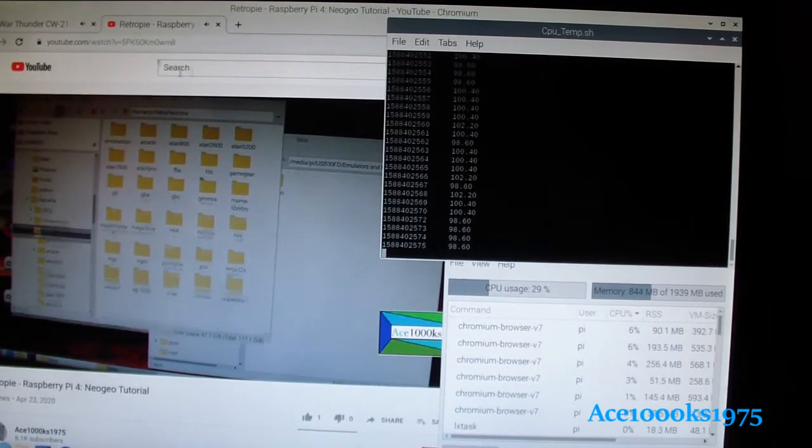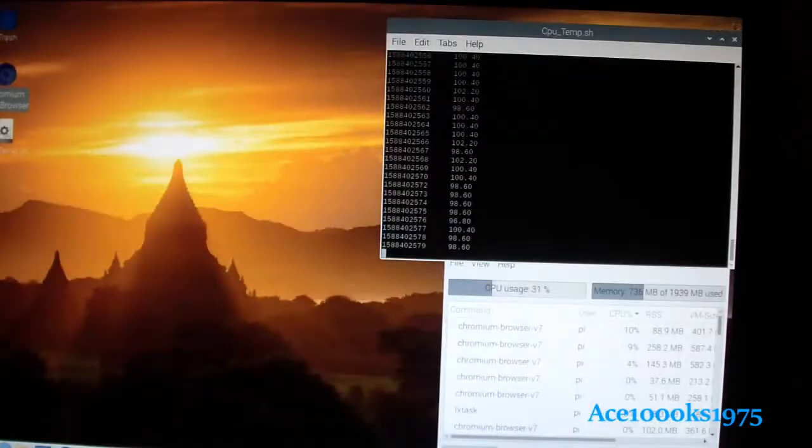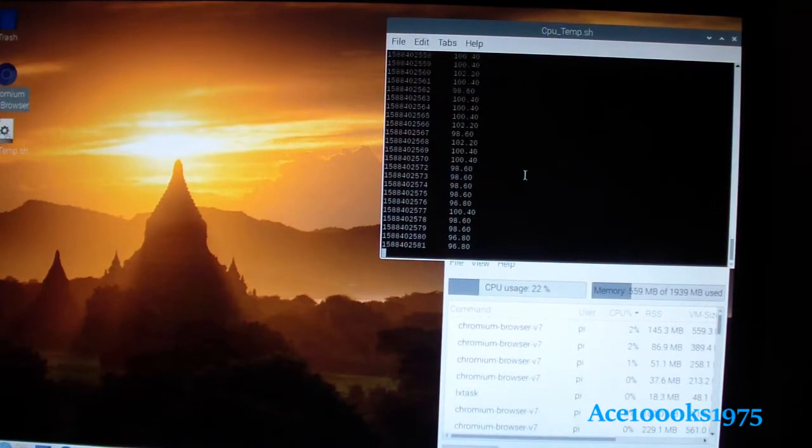102. It's doing pretty good. It's really not using a lot of CPU power. I mean, the temperature's really not going up that much, and the CPU power isn't being maxed out. This is pretty promising.